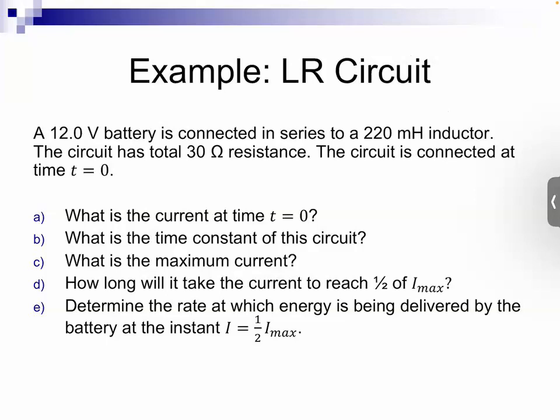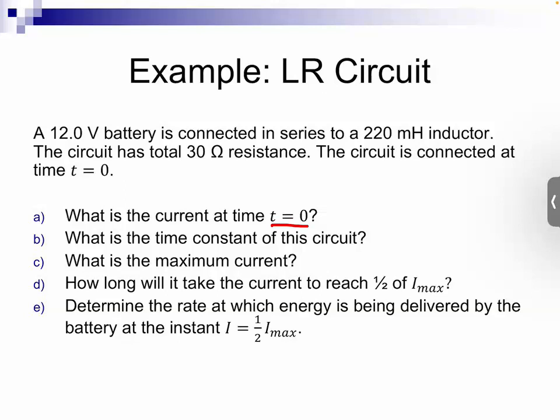You have a 12-volt battery. It's connected in series to an inductor with this inductance, 220 millihenry. That circuit has a total resistance of 30 ohms. Okay, and we take time t equals 0 as the time when you close the switch and current starts to flow after that momentary period. So current at time t equals 0 is just at the moment when the switch is closed.